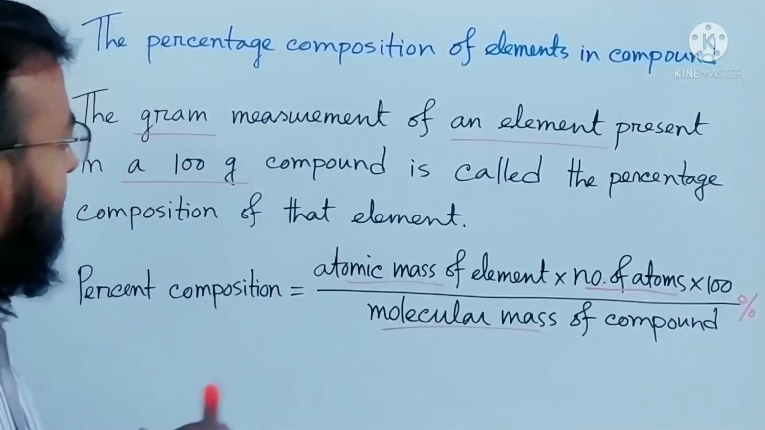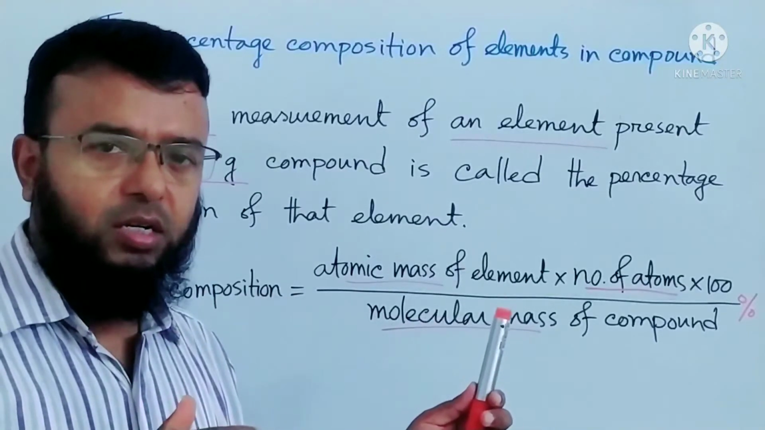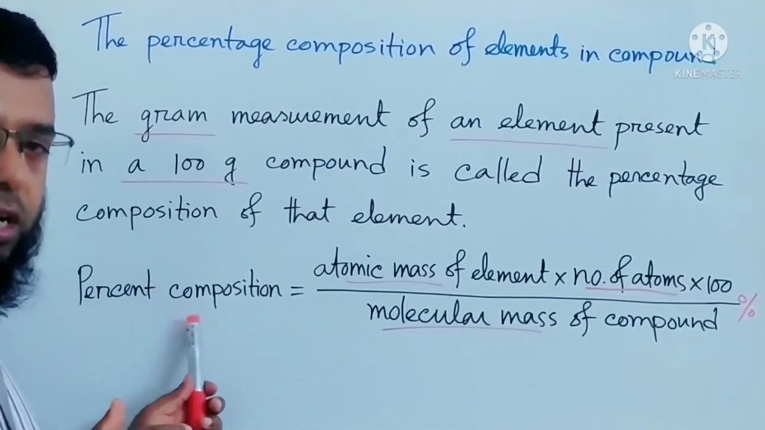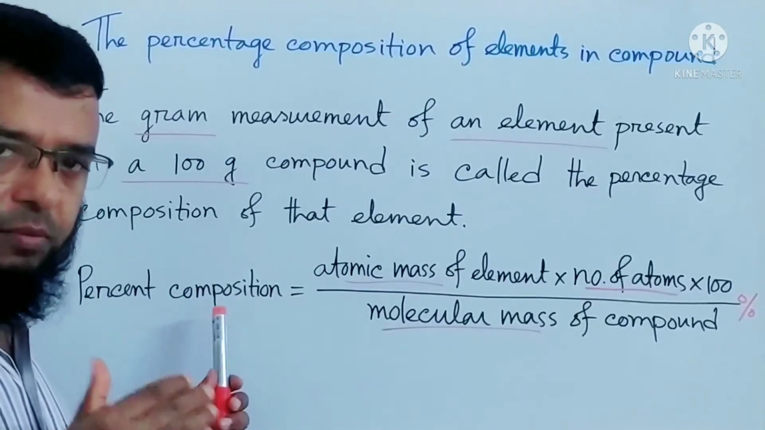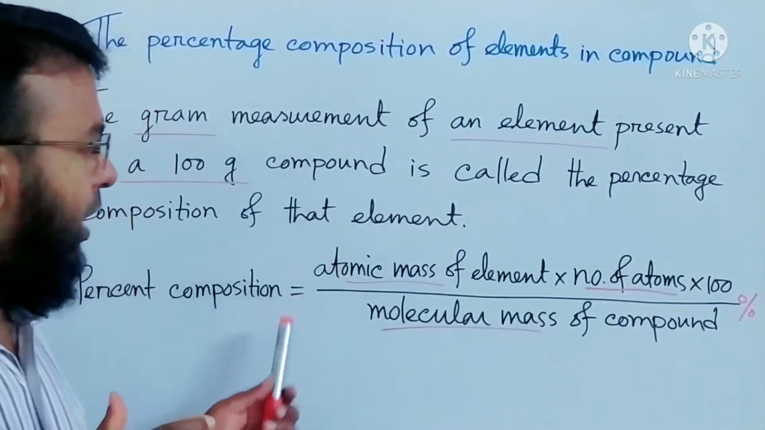Okay, at first everybody write what is percentage composition of an element in a compound. Then there is a formula how to find out the percentage composition of element in a compound. Then I will show the mathematical term. Everybody write it.